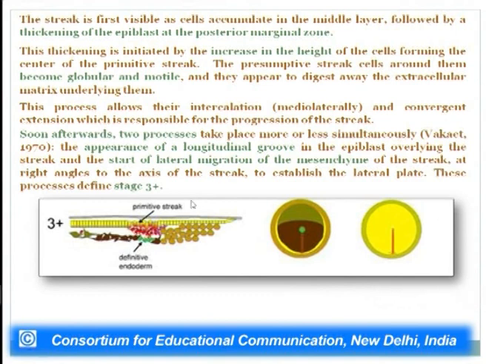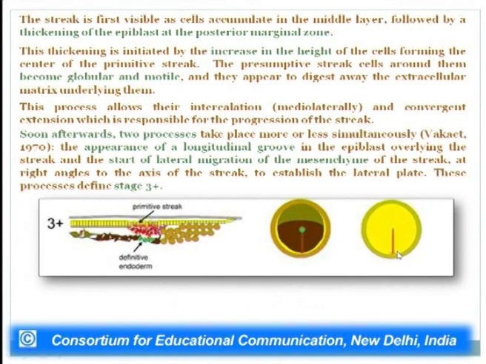Here you can see that the primitive streak has started forming, and that hilly region has become elongated. The central portion becomes thick, and the surrounding cells keep on converging and extending, and therefore it has become elongated. And on the ventral side, you can see that this kind of appearance has started coming.